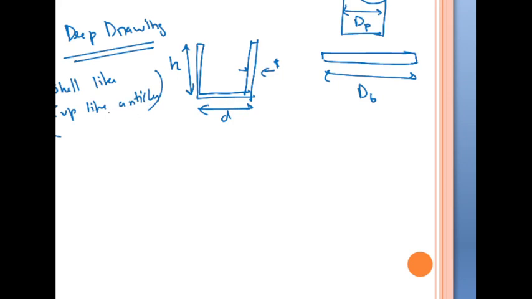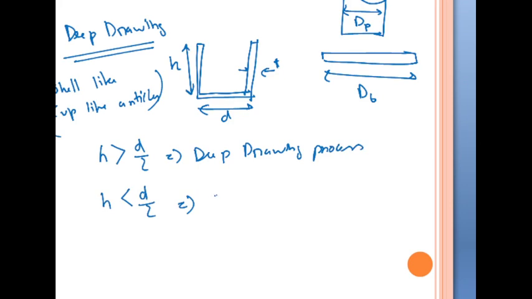Now when will we call a process a deep drawing process? If the height h of the final product which is produced is greater than d by 2, then it is called a deep drawing process. And if the height that is obtained is less than d by 2, then it is called a shallow drawing process.